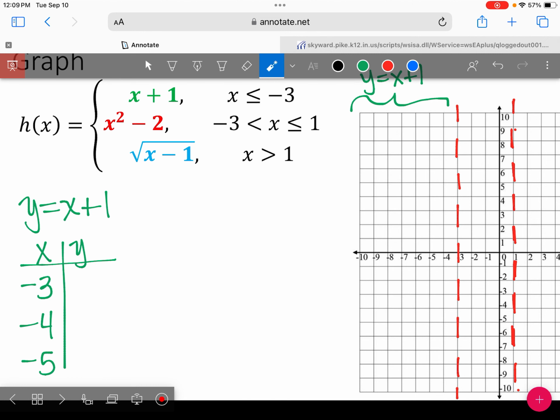So when we do that first one, we have -3 plus 1, which is -2. And then -3, -4. All right, is this first point open or closed? What do you think, according to this inequality? Who says closed? Who says open? It's closed.